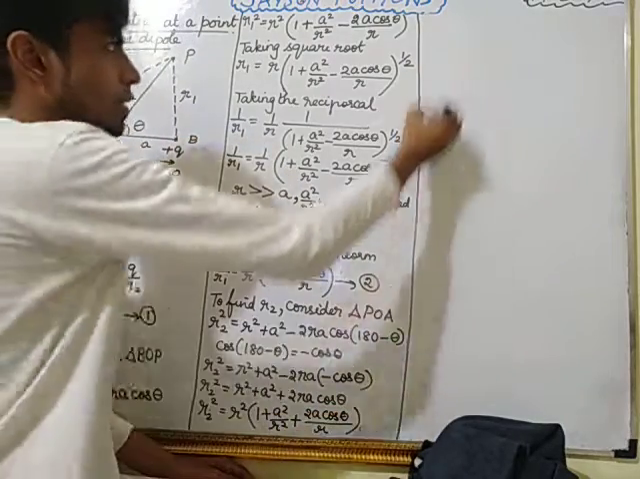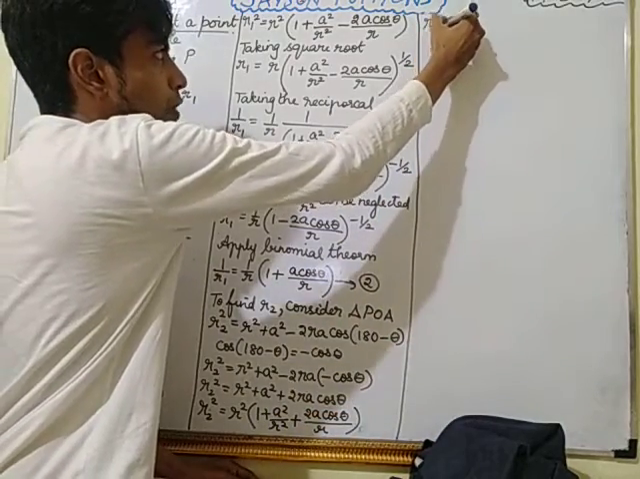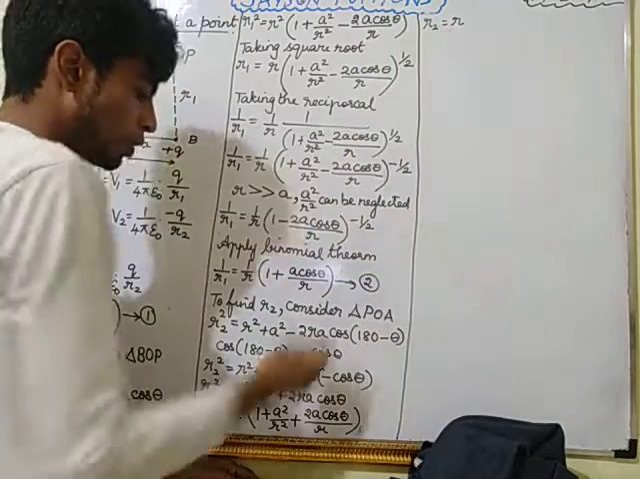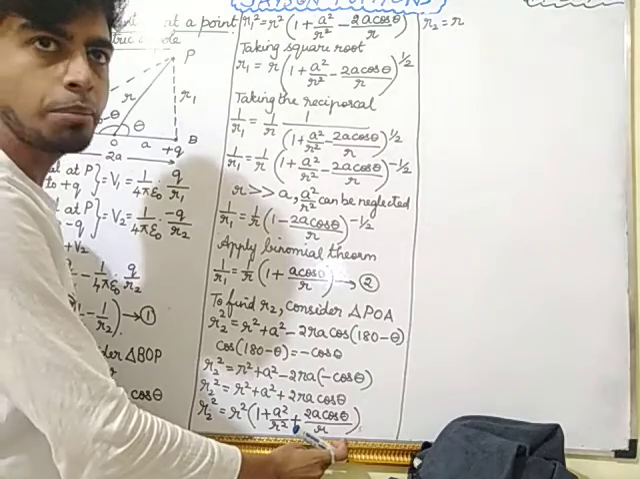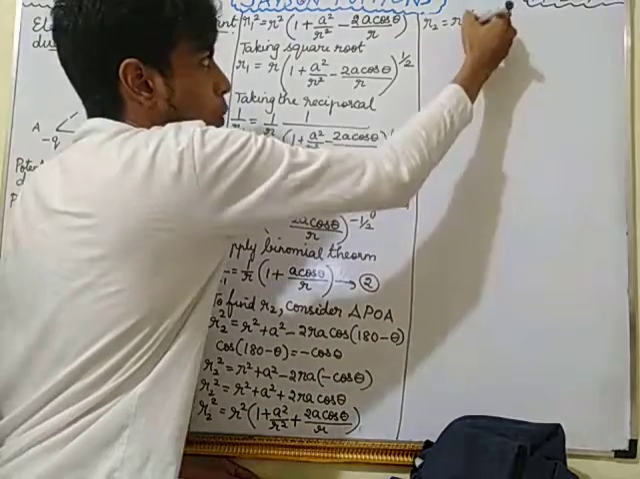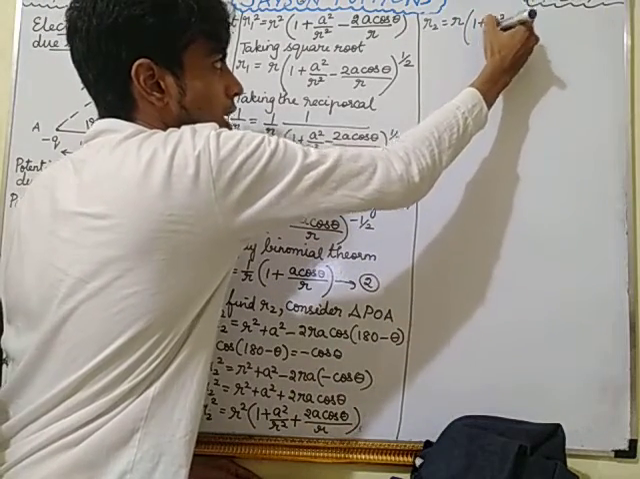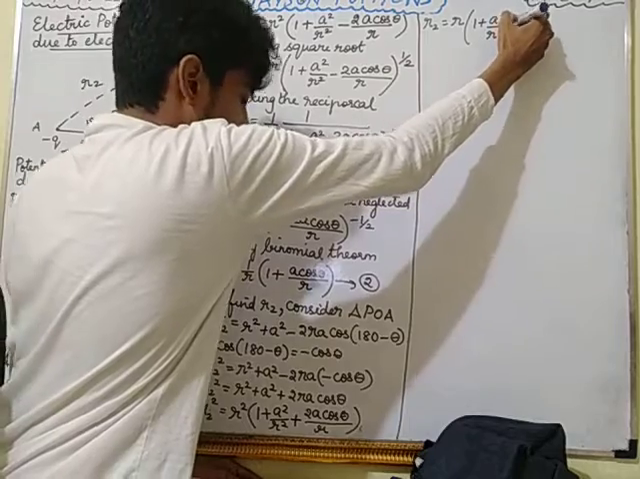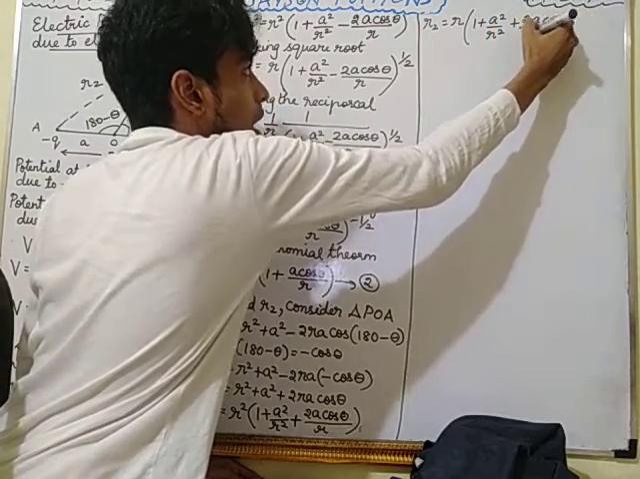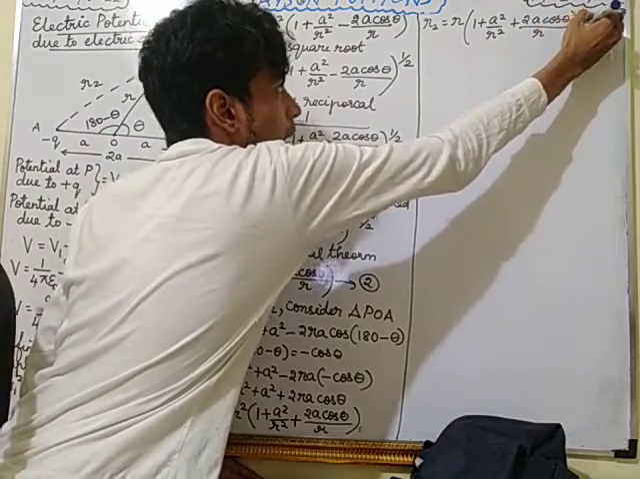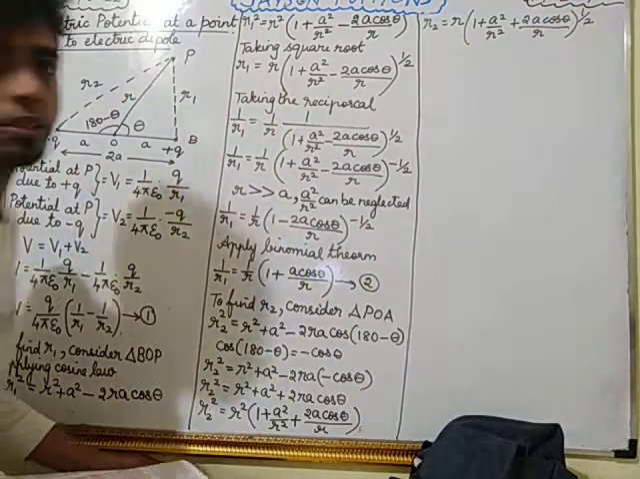So if I take the square root, what will happen? R2 is equal to R into, this whole thing will come under square root, so it will become half. So 1 plus A square by R square plus 2A cos theta by R, the whole power half. Like this I will get.